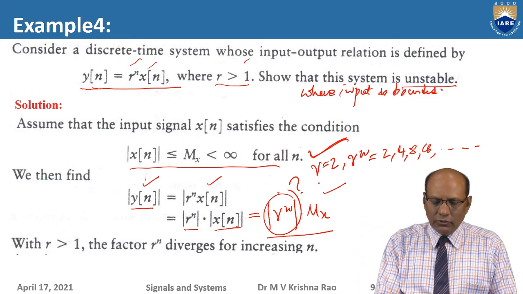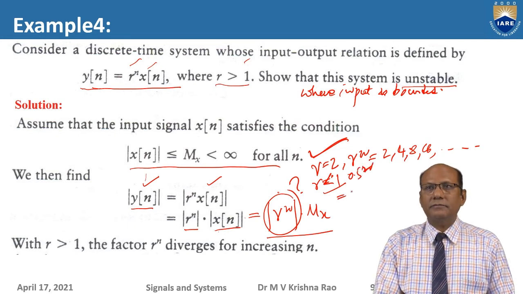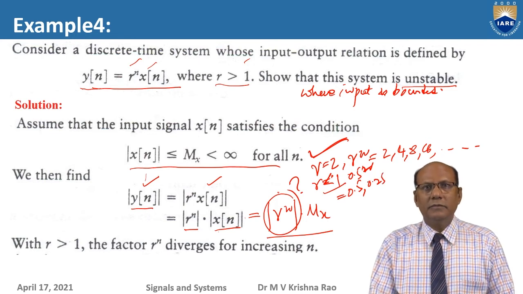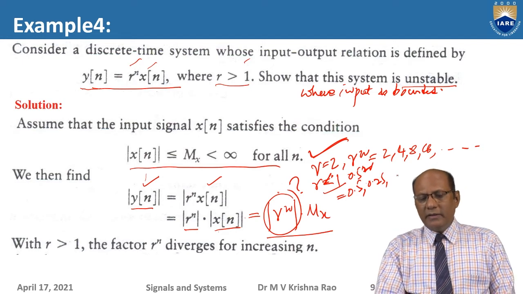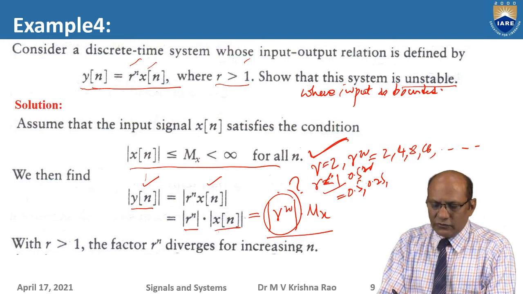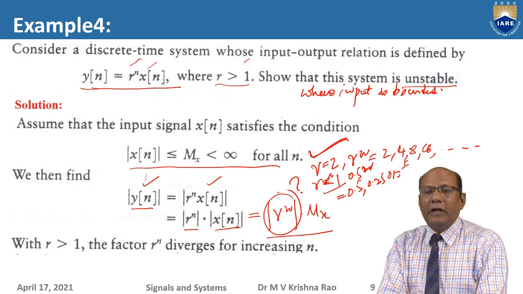Now, if r is less than 1, let us say 0.5 to the power of n, what will I get? First 0.5 square, 0.25, then cube. 5 times 25 is 125, so that is 0.125.